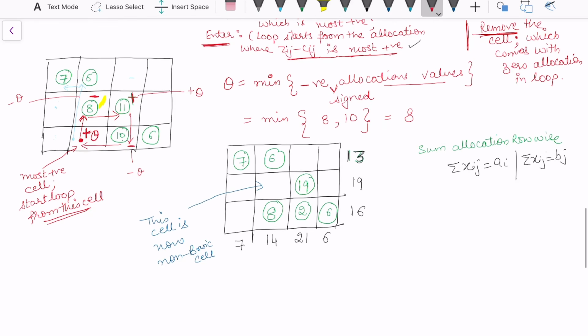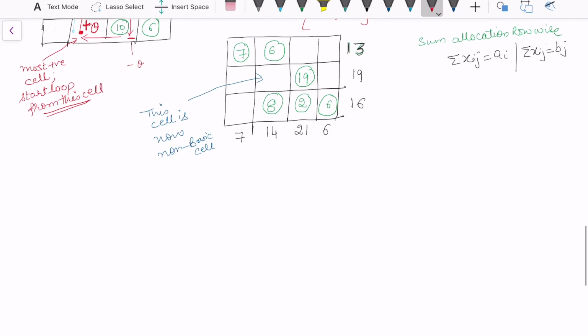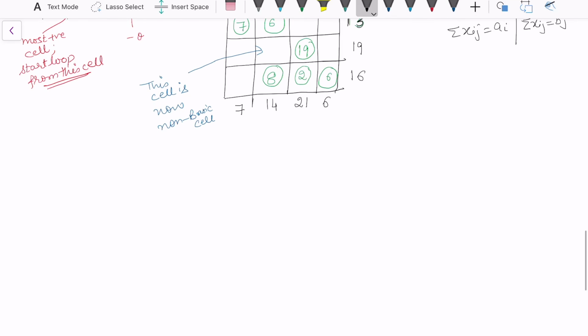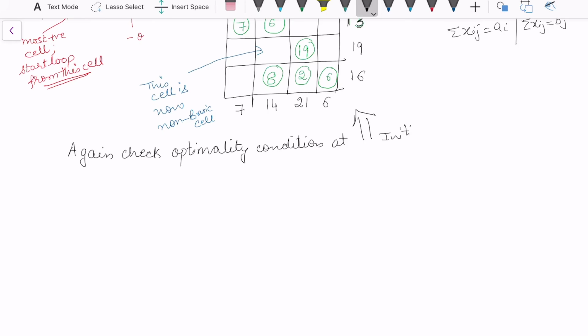Now we have to again check this Zj minus Cj. I don't know at this stage whether this solution is optimal or not. So we have to again check the optimality condition. So let me write here, again check optimality condition at this BFS.